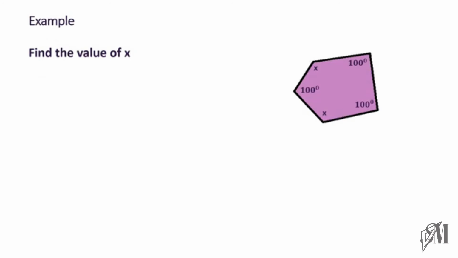Let's look into an example. Find the value of x. Right. Now here a pentagon is given. The 3 angles each of 100 degrees are marked, and 2 angles are marked as x, and we are going to find out what the value of x is.